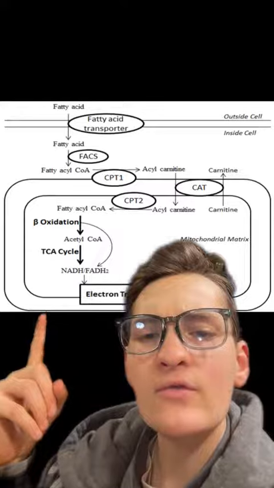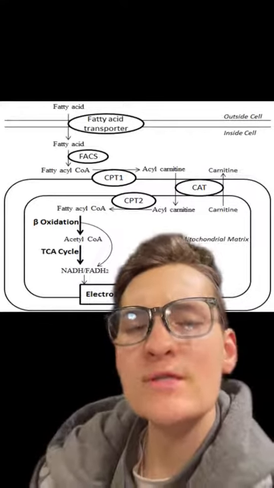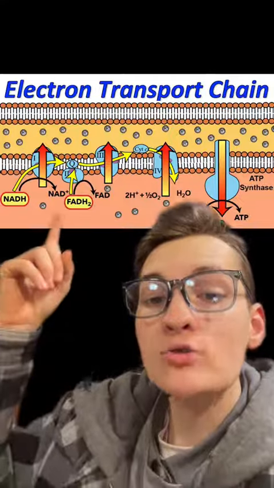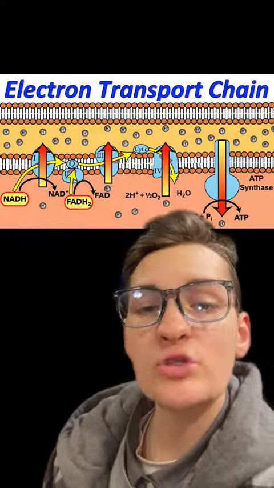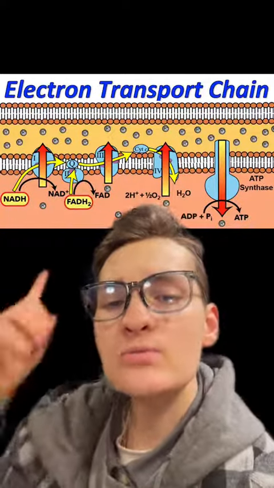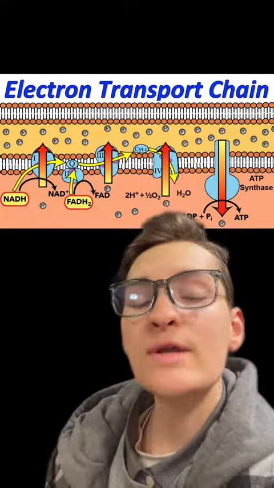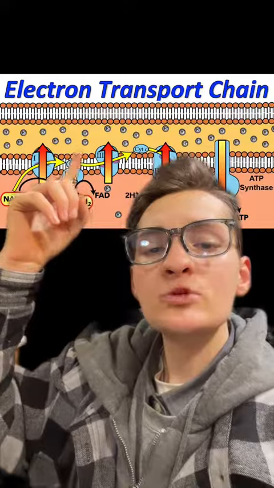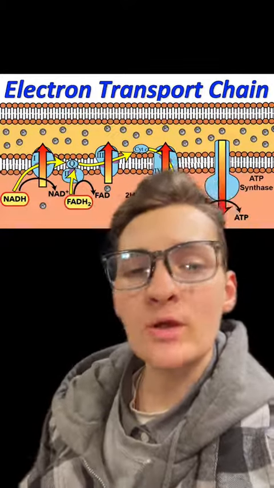Within the membrane of the mitochondria, we have what is referred to as the electron transport chain, and these molecules donate electrons to specific proteins within the chain. These electrons allow these proteins in the membrane to take hydrogens from inside the mitochondria and shuttle them into the space between these two membranes called the intermembrane space.